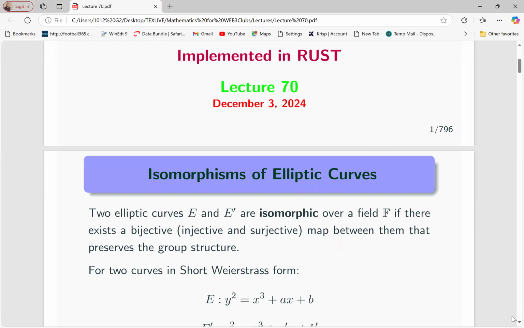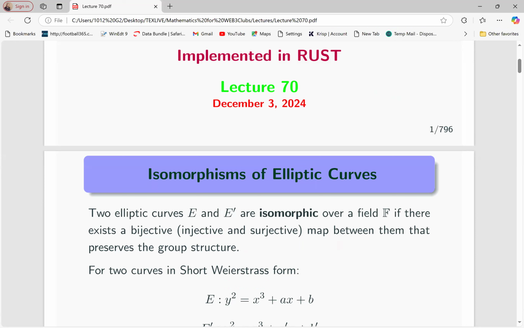I want us to look at the isomorphism of elliptic curves. What we'll be doing is, supposing you have an elliptic curve and you want to map it to another elliptic curve. You want to see how to map the elements of an elliptic curve to elements of another elliptic curve. So that's what we'll be doing.